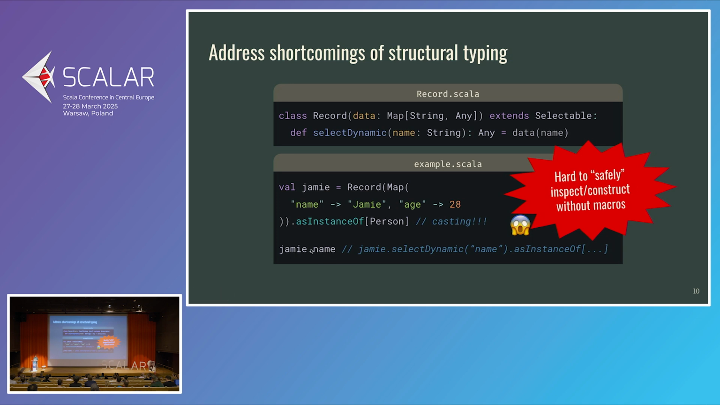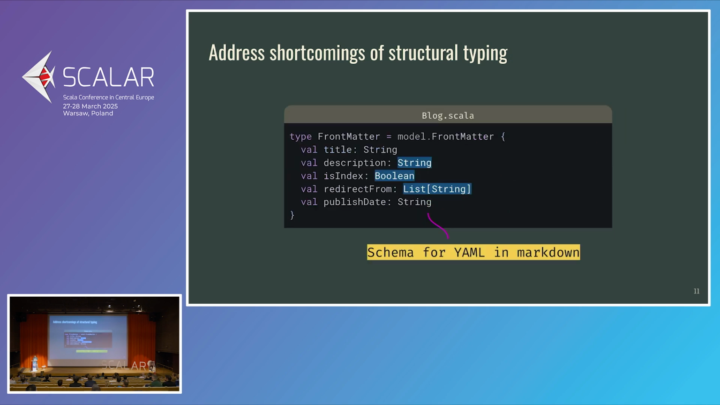And yeah, when you select the name here, then it gets resolved to this selectDynamic method and does a cast again. So yeah, named tuples will improve this, so you don't have to use macros.